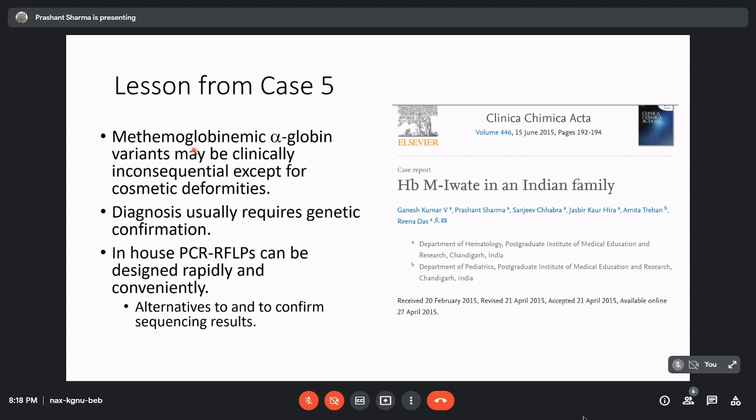So just remember that methemoglobinemic alpha globin variants may be clinically inconsequential except for cosmetic deformities. So what we're looking at here is an alpha globin chain variant which has not resulted in a thalassemia. And the diagnosis will usually require genetic confirmation. And you can also design in-house PCR RFLPs very quickly and conveniently to confirm them.